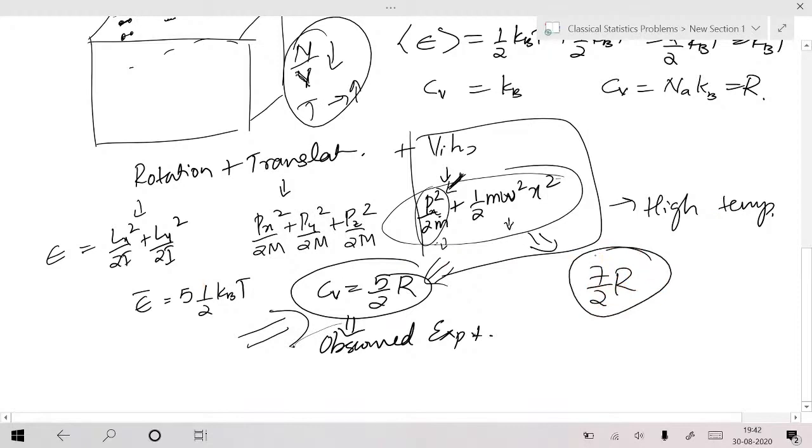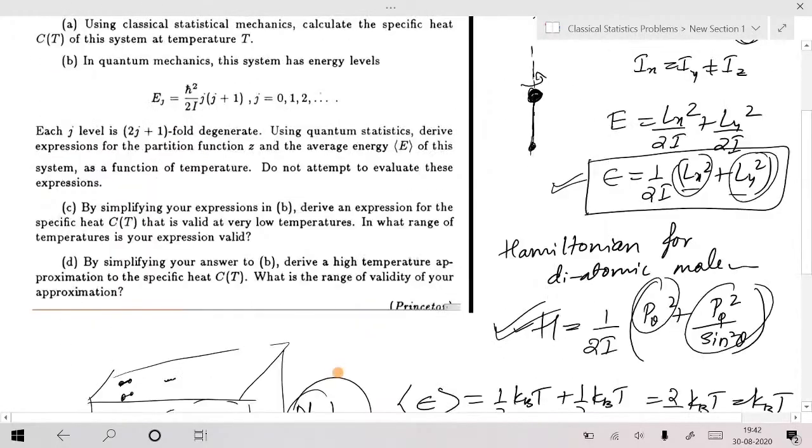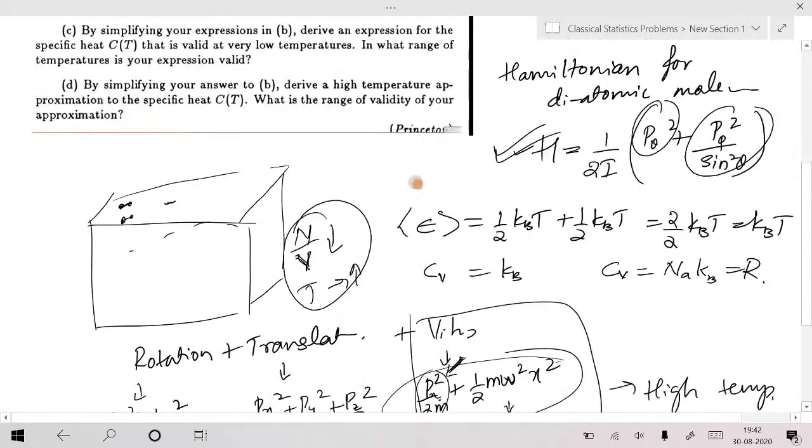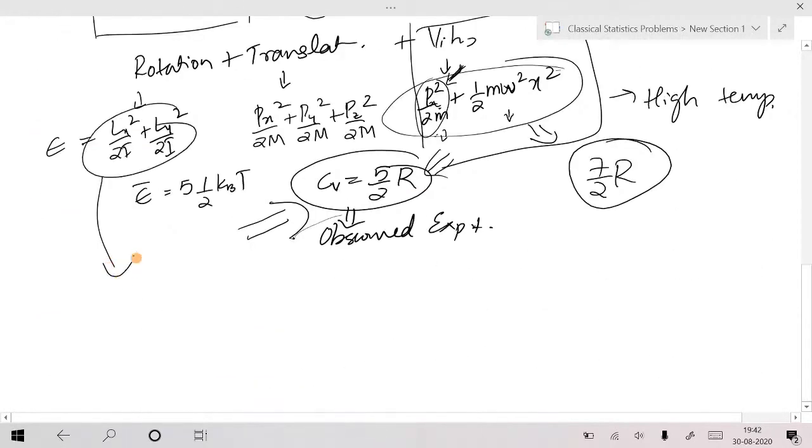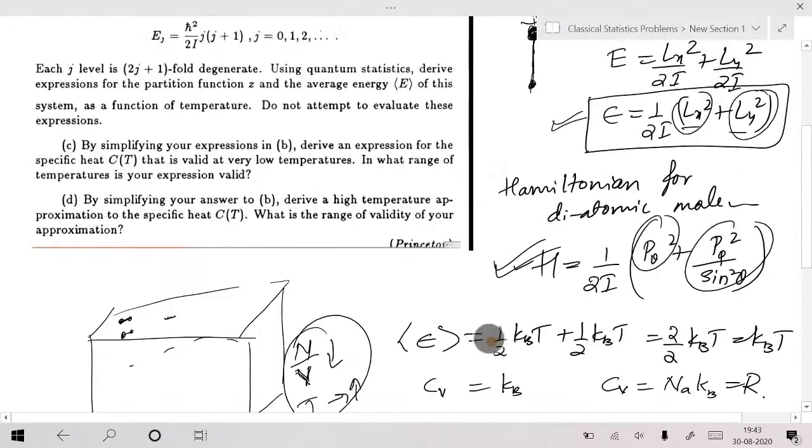Still, the discussion is not complete. We shall have a discussion on this one. But right now, what he is expecting is the rotational contribution to specific heat. That is half kBT plus half kBT, so the average energy is kBT. So the rotational contribution is kB per molecule. For specific heat per mole, that's Avogadro number times kB, which equals R. That's what you have to write down here.